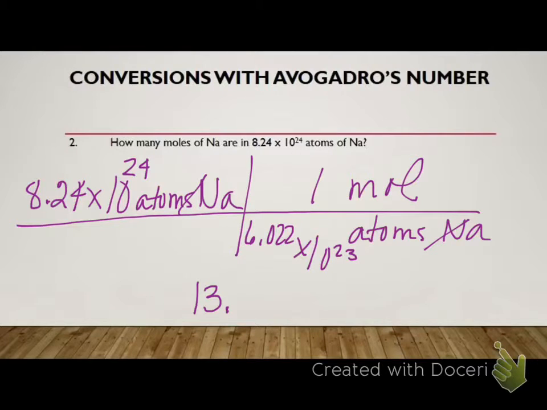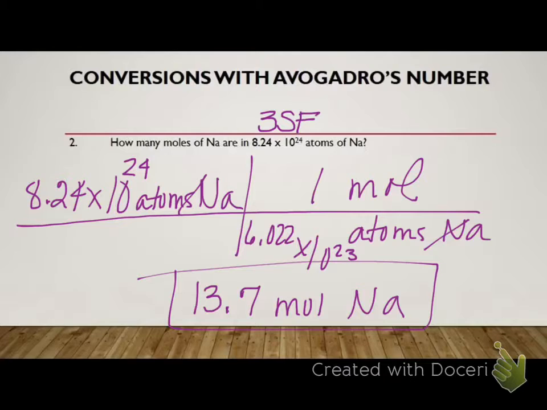13.6. Well, I need 3 sig figs, so how would I round that? 13.7 moles of sodium. Okay?